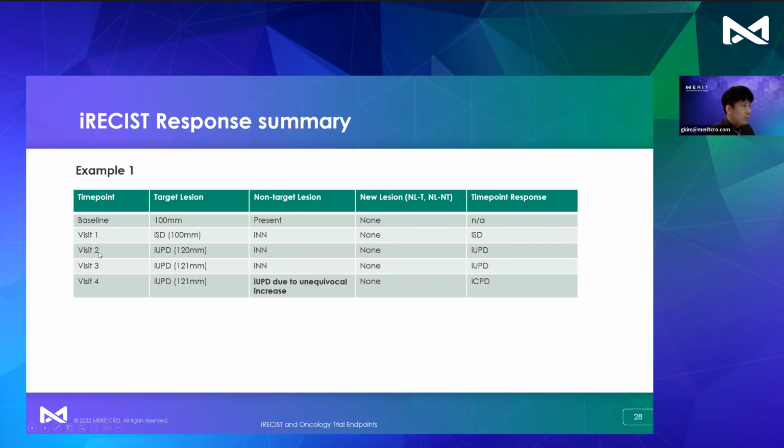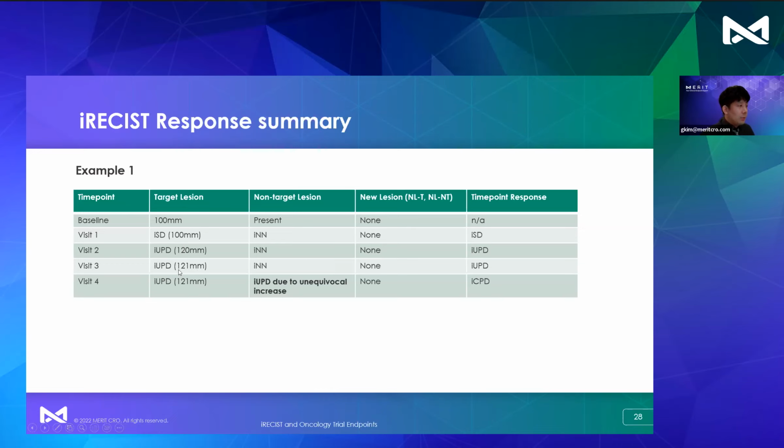At visit 2, the target lesion has increased more than 20% in its sum of diameters, and the non-target still stays the same. No new lesions have been seen. So because of the target lesion, we will assign iUPD as a time point response.